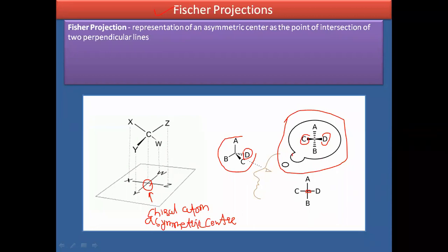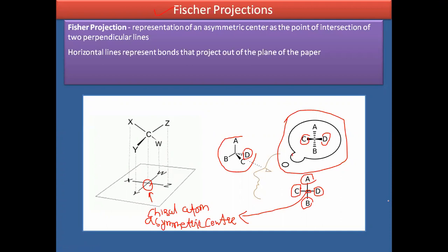So the intersection of these two lines indicates that the particular atom is a chiral carbon atom or asymmetric center, whereas the particular groups lie on the lines, horizontal lines or vertical lines. This type of projection is called the Fischer projection formula.